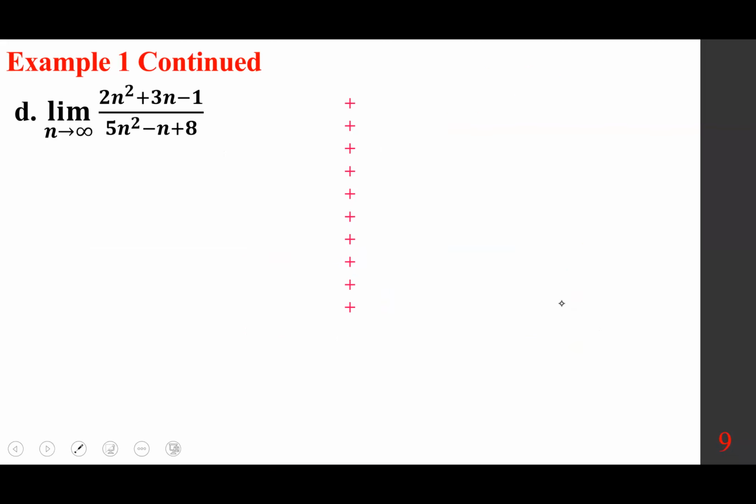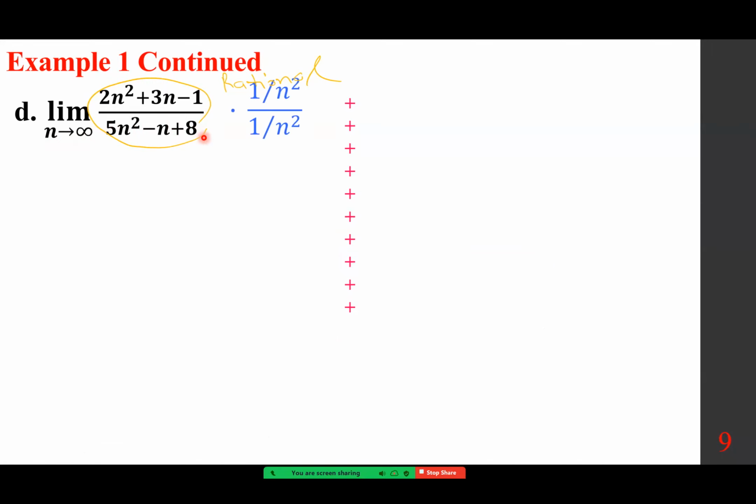What happens when we are dealing with a rational expression and n or x is approaching infinity? So you're dealing with a rational expression. The technique is to divide by the highest degree term in the denominator, namely n squared. So we're going to divide everything up here and down here by n squared, or multiply it by 1 over n squared. So what do we get?